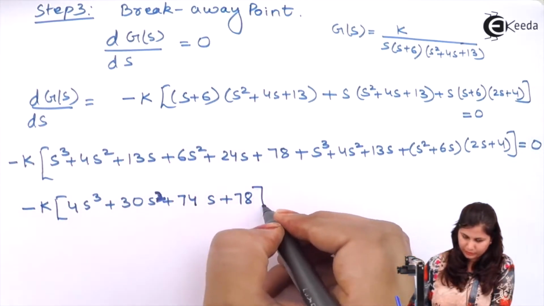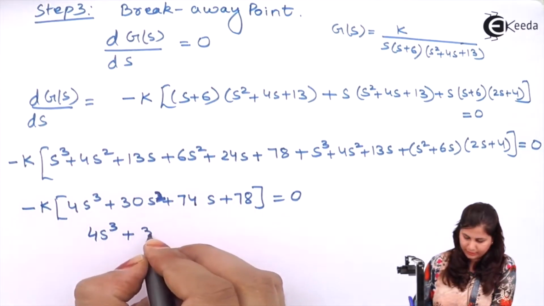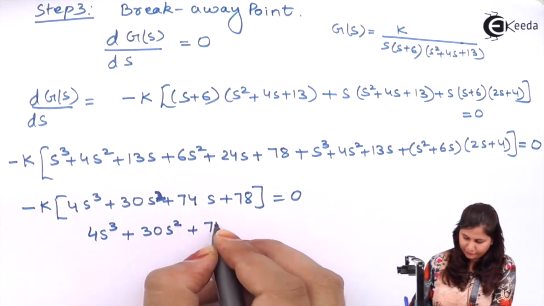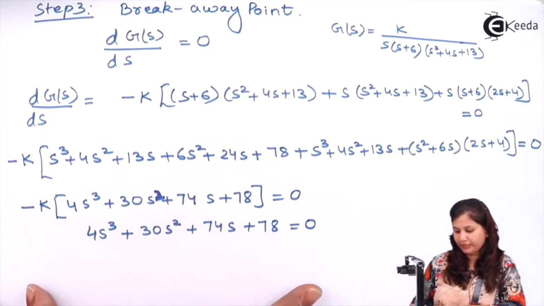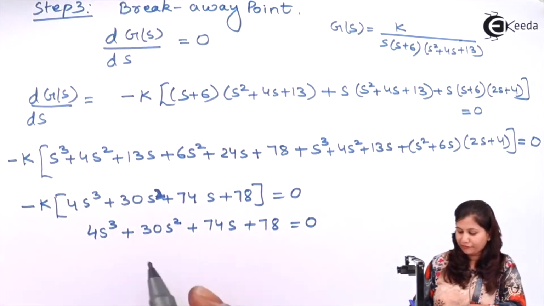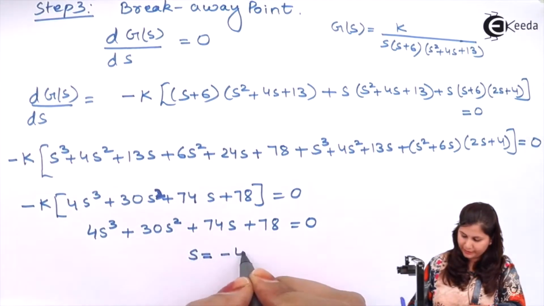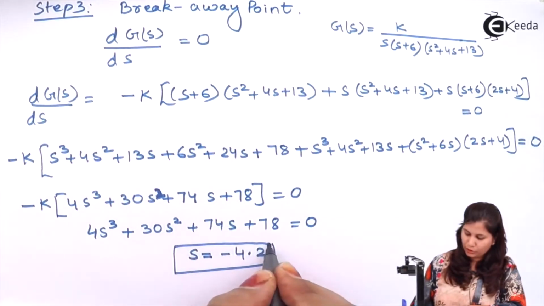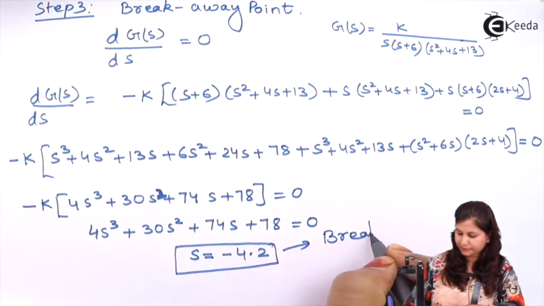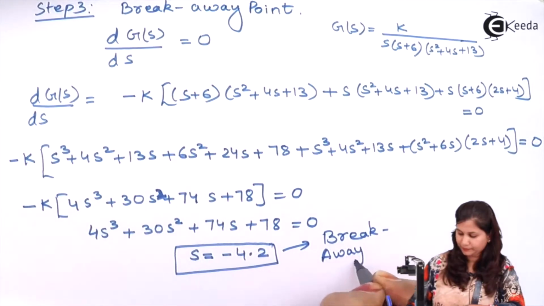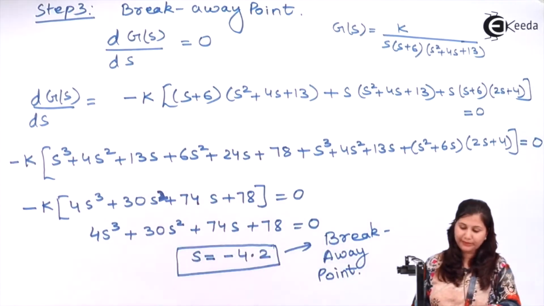4s cube plus 30s square plus 74s plus 78 equals 0. So this equation we have obtained after simplifying. Now if we find the roots of this equation, we will find the value of s equals minus 4.2. So s equals minus 4.2 is the breakaway point. Now we have obtained the breakaway point.